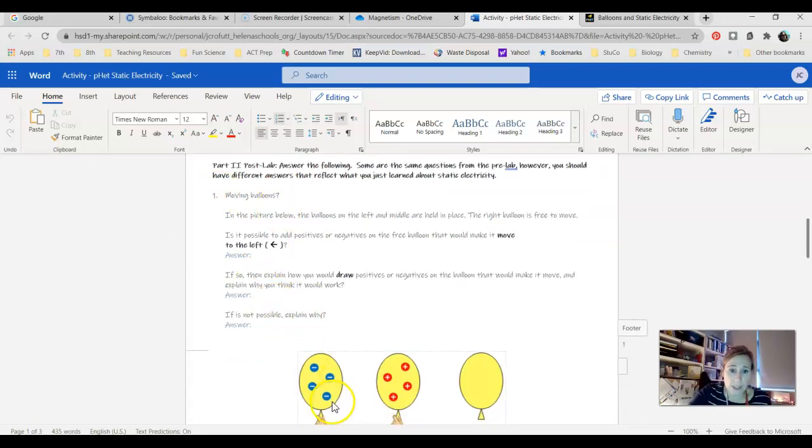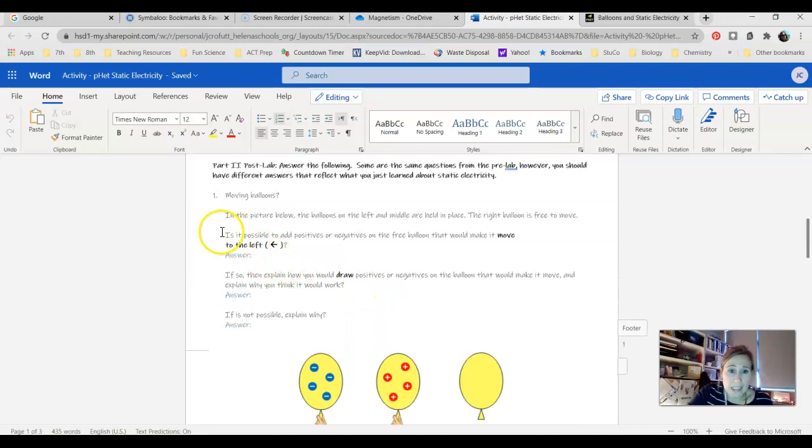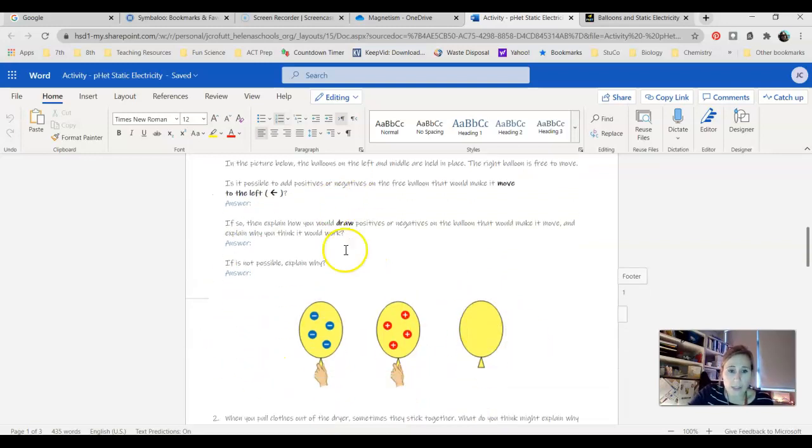So for this first one, you guys will be using these three balloons. It says in the picture below, the balloons on the left and middle are held in place, so you can see the little hand holding them. It's not allowing them to move. So those two balloons cannot move. Is it possible to add positive or negatives on this free balloon to make it move to the left? So I want it to move this way. Okay, so if so, then how would you draw either positive or negatives on there to make it do that? If it's not possible, explain why it won't ever do that.